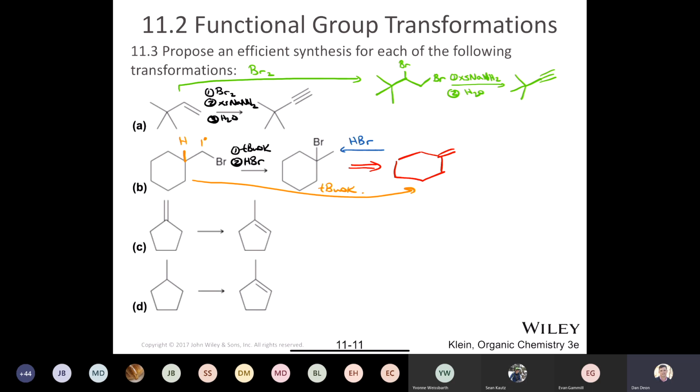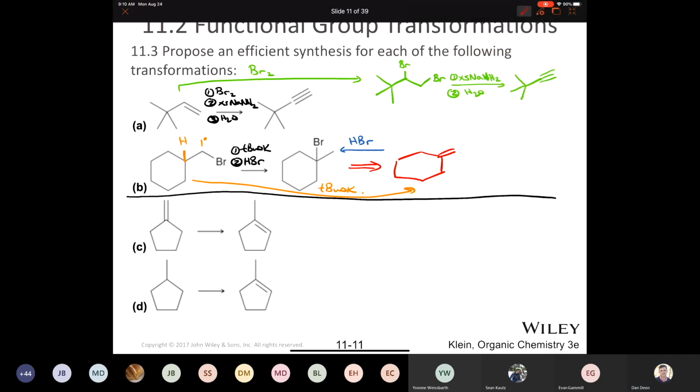Let's try the next one, which is taking this, what's called an exocyclic alkene, because the alkene is sticking out of a cyclic system, and then you have the internal alkene. Anyhow, does anybody have any cool ideas they want to share with us? Anybody have an idea of where to start? Winona says HBr. I like the way you think.